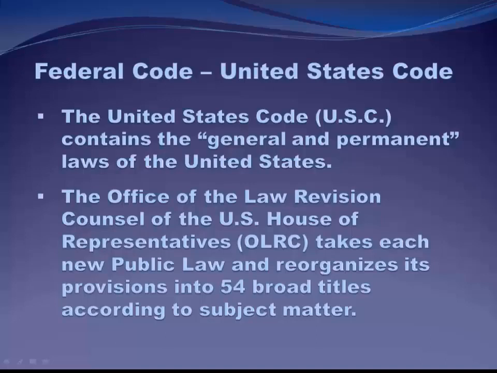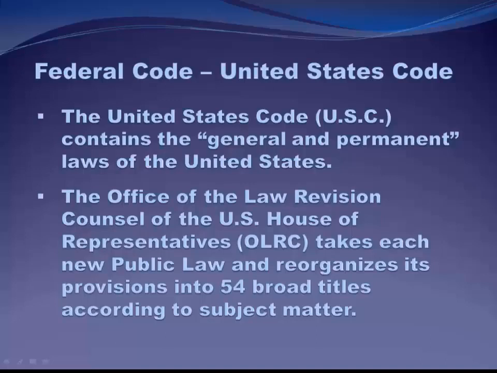So the code currently is comprised of 54 titles, and a complete new edition of the code is printed by the Government Printing Office, or GPO, every 6 years. And then there's 5 annual cumulative supplements printed in the intervening years. And the most current recent print edition of the code is 2012. So if you're doing a Bluebook citation to the U.S. Code, you'd still have to cite to 2012.